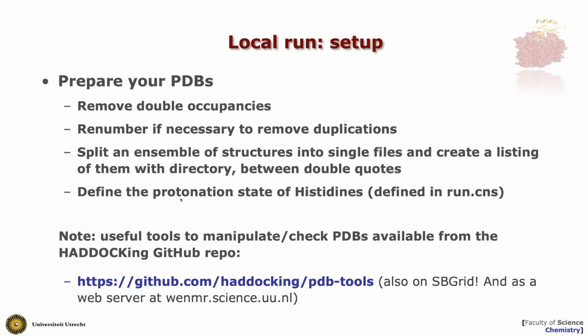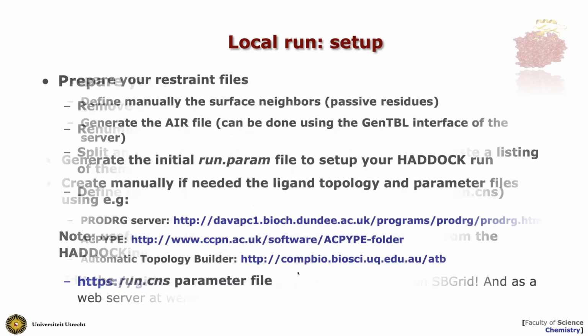I mentioned several times already the PDB tools, which allow you to do some of this checking of PDB files: remove double occupancies, remove insertions in an antibody, for example, renumber chains, change seg IDs, change chain IDs, select chains from a PDB. So have a look at this. This is really making your life easier if you are dealing with PDBs a lot. It's also available as a web portal, by the way.